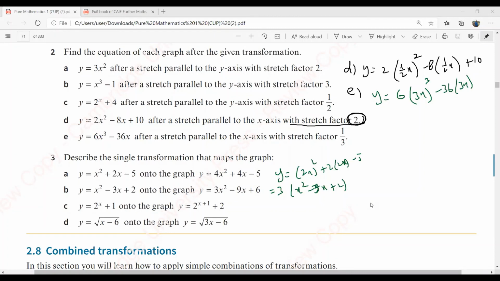Who is there after Safa? Sana, tell us quickly about 3C. She is sending this in the chat. Vertical stretch, scale factor 2. Absolutely right. And finally, who is there for the last part? Sania, for the last part, 3D. A horizontal transformation with a factor of 1 by 3. Exactly. Horizontal stretch with a scale factor 1 by 3. Absolutely right.